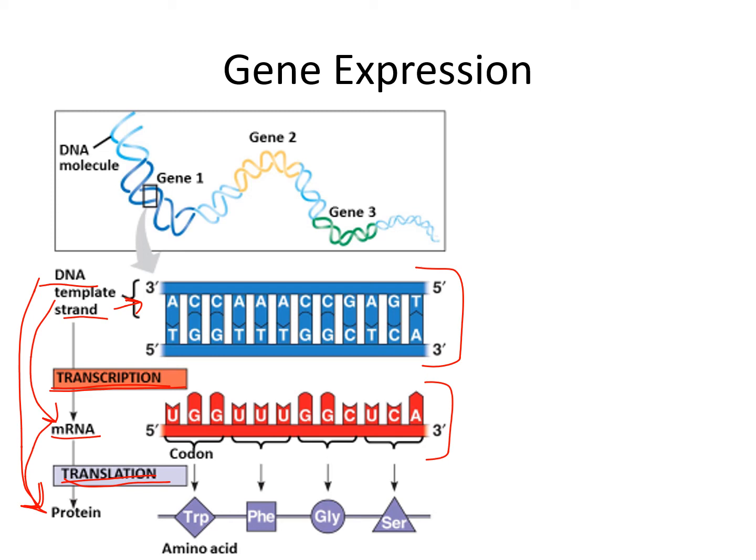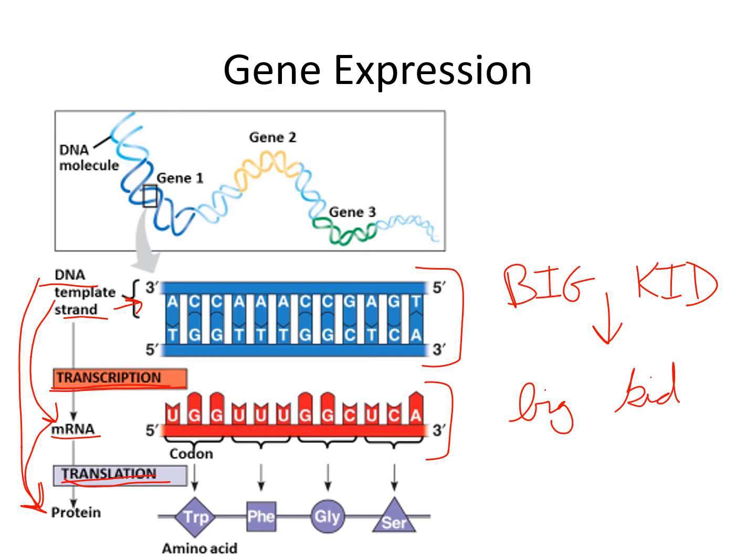So an example could be if in DNA I have two words, big kid, and if I want to transcribe it using the same alphabet but in a slightly different form, I could use messy cursive and write big kid. So that would be transcription.